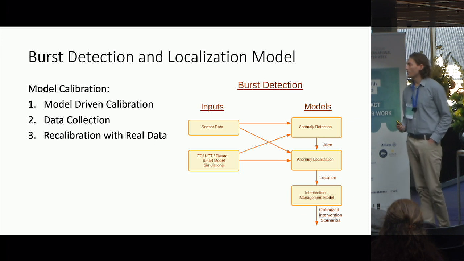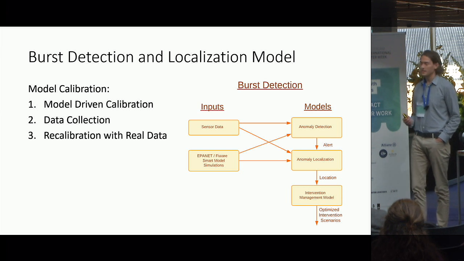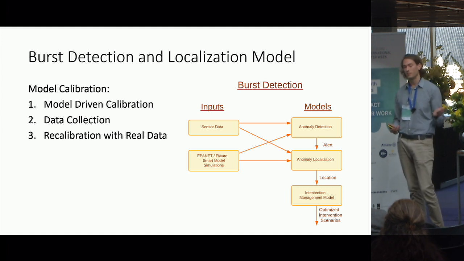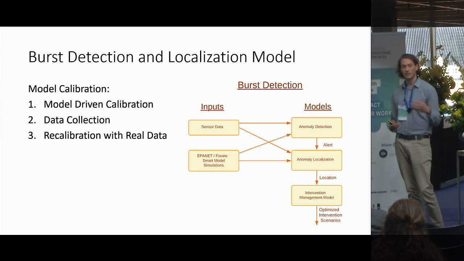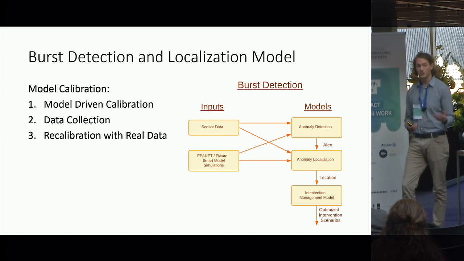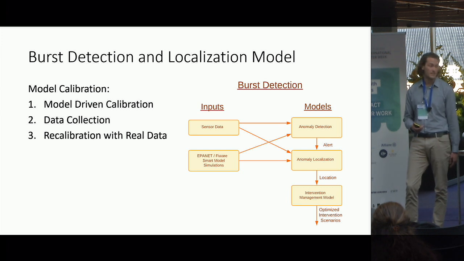So here's a quick overview of the model that I developed. There are three submodels, which is a typical process in burst detection. Here we have the anomaly detection: when you feed data in, if there's an anomaly, it triggers an alert. This alert then goes into the second module, the anomaly localization, which tries to find the location of the anomaly. That is then fed into the intervention management model, which focuses on developing solutions to mitigate the impact of that event.